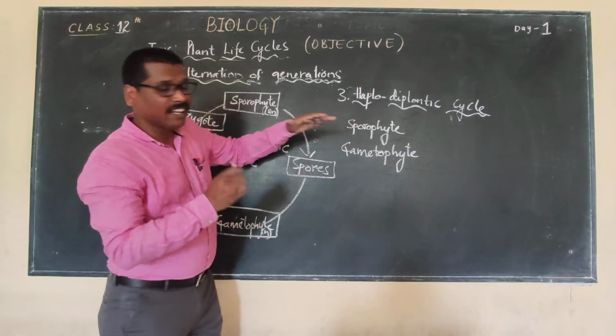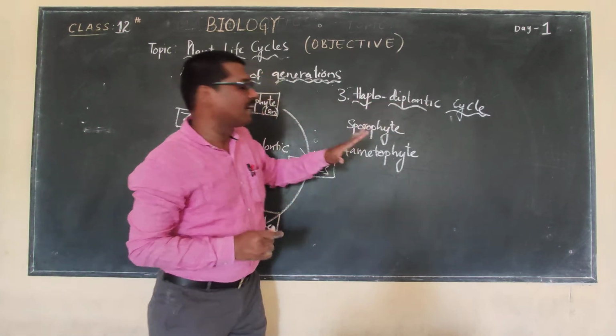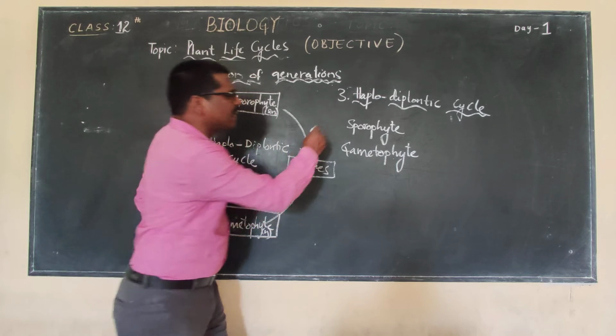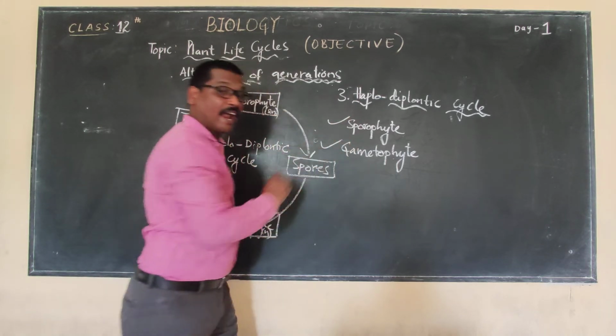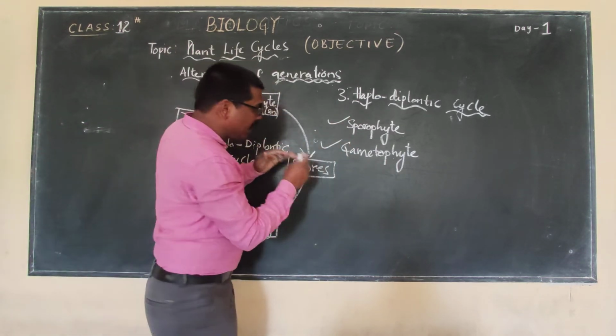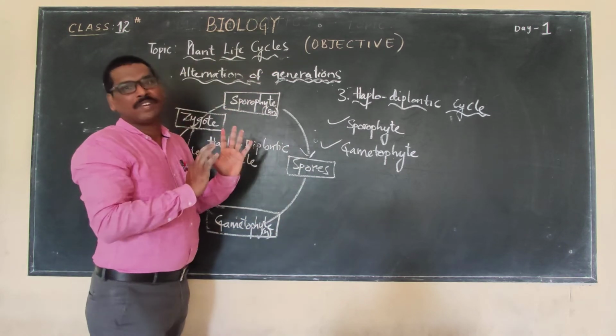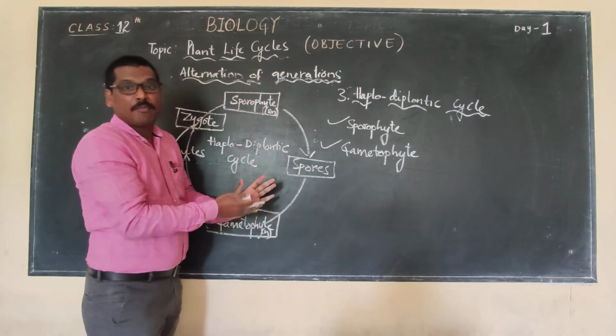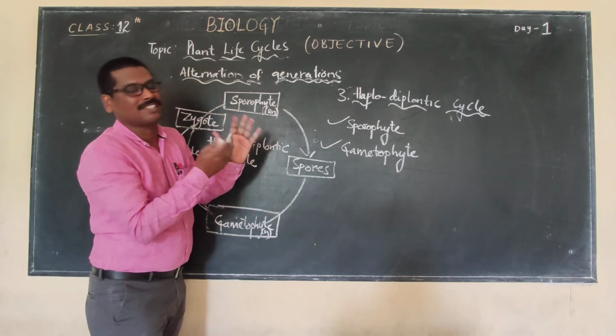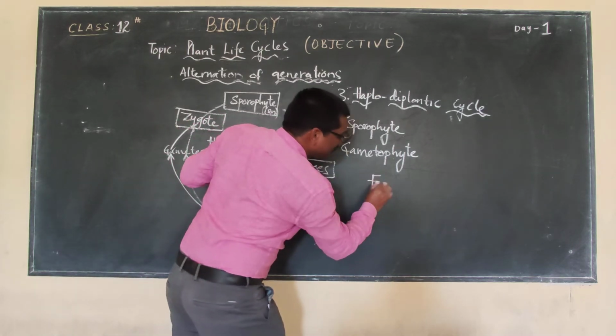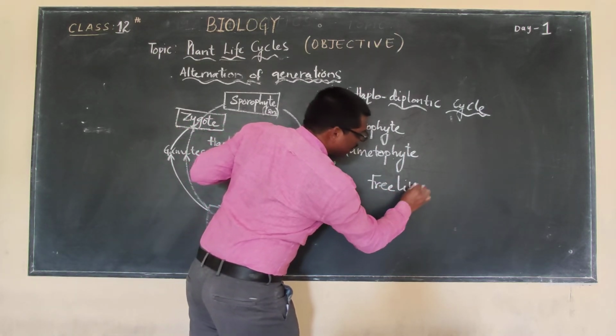So the characteristic of the haplodiplontic cycle is that there will be the existence of both the sporophyte and gametophyte, and these two are nearly equal, we are saying. The sporophyte and the gametophyte are nearly equal phases, and they are free living. These two are free living.